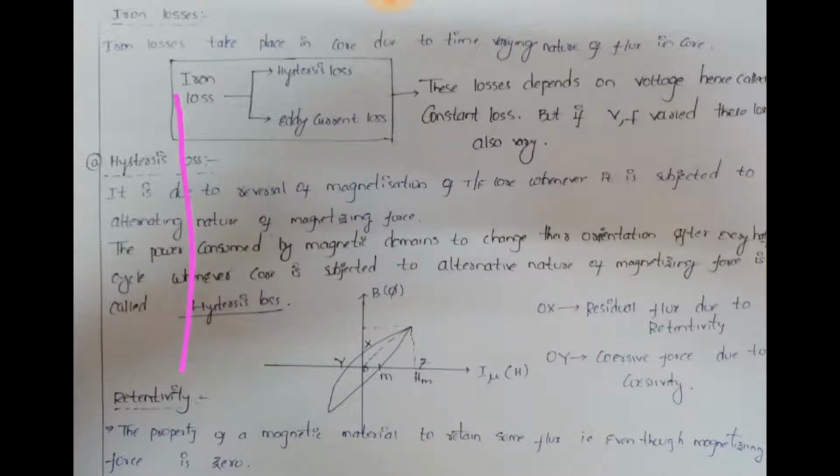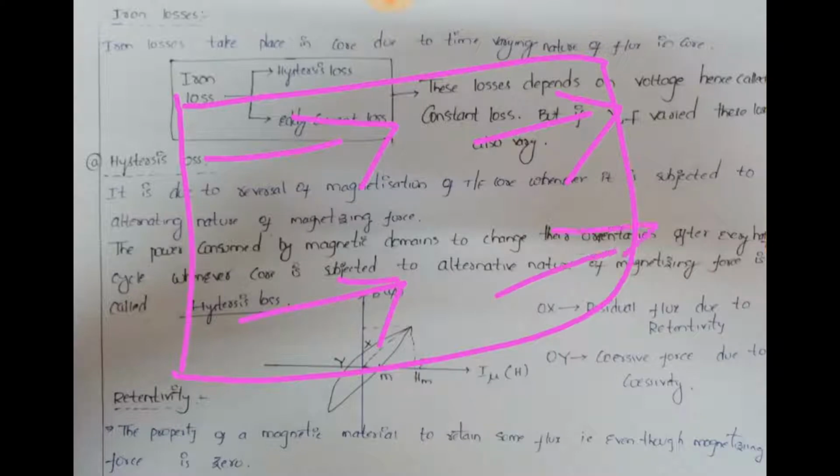Suppose during the positive cycle, this is the orientation of the magnetic domains. After completing the half cycle, this is the orientation of the magnetic domains. Now when you reduce the current to 0 and it is going into the negative cycle, consider point A, that is the zero crossing. Consider the case of zero crossing.